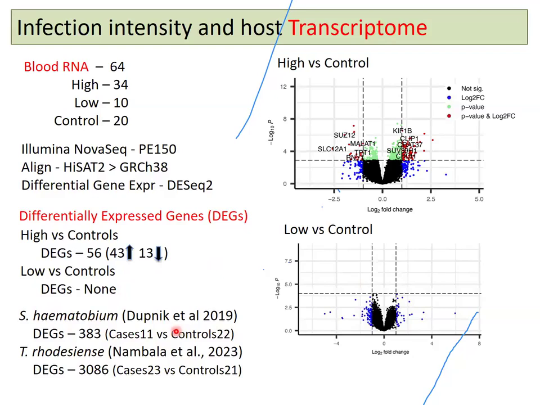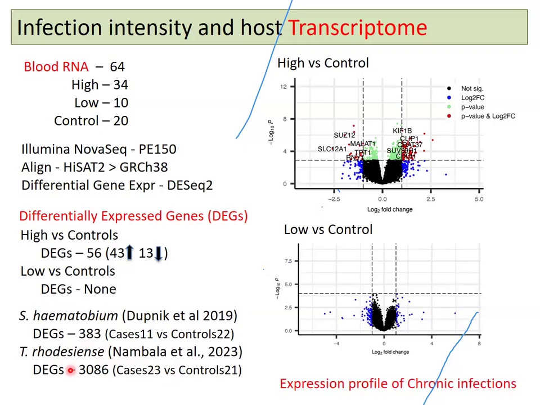And when we compare the DEGs that we obtained to those in a study which is part of our consortium, they were looking at Trypanosoma rhodesiense. It's another parasite altogether. It's a hemoparasite, quite acute. You also get high parasitemias. When they did the study in Trypanosoma rhodesiense from Malawi, they used 23 cases, 21 controls, and here they saw over 3,000 differentially expressed genes.